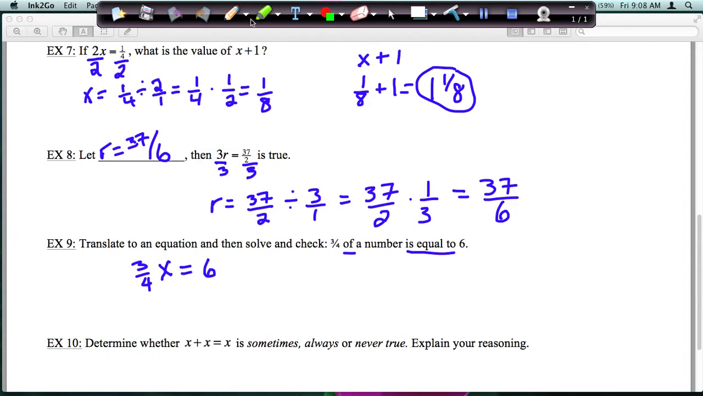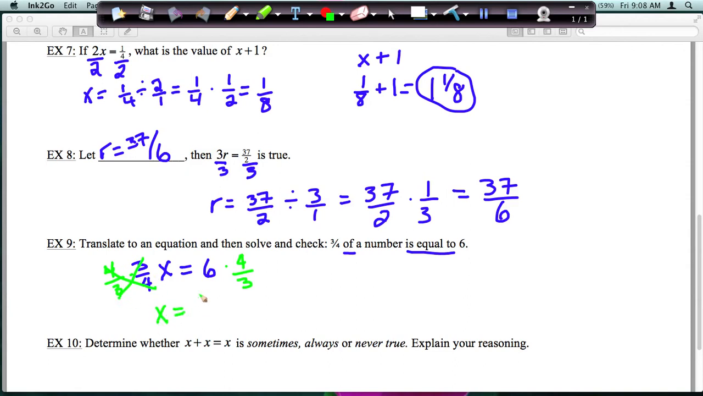Okay, so now that we've translated it, we're going to solve. This is the fraction form equation like we did earlier. I have 3/4. To get rid of 3/4, I'm going to multiply by the reciprocal, so I'm going to multiply both sides by 4/3. Over here, the 4's and the 3's cancel. We're just left with x.